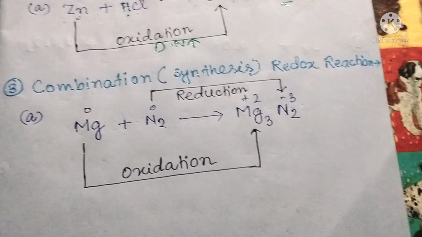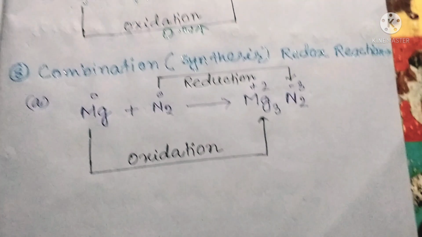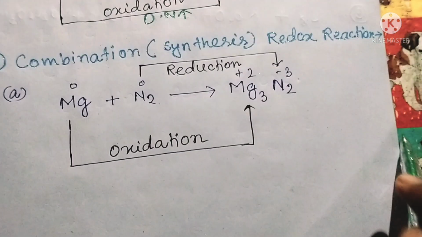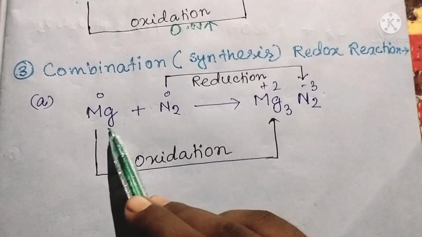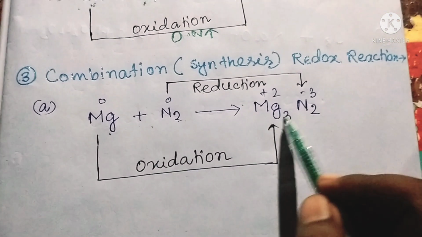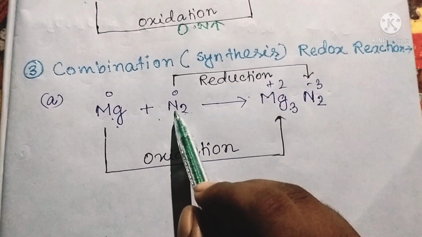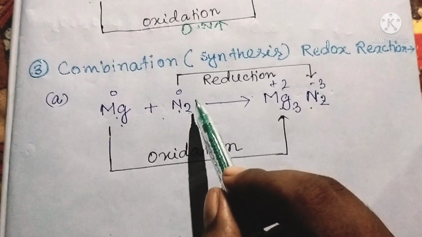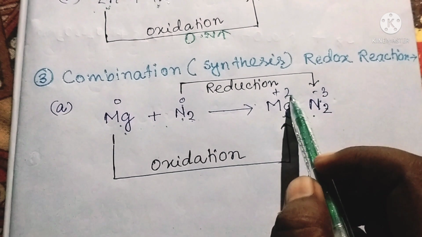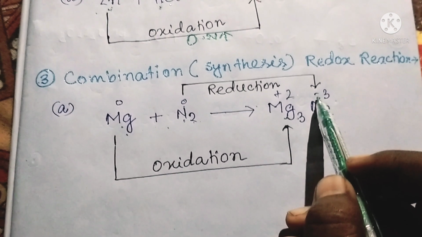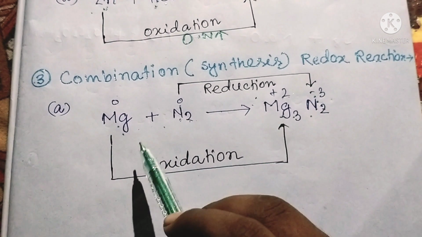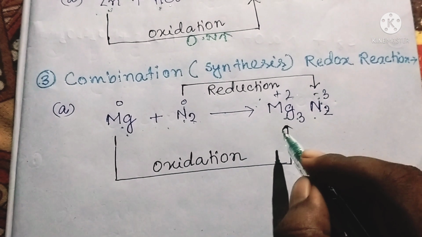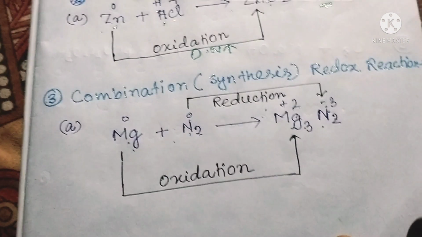Next is combination or synthesis redox reaction. Now let's see the example. Here we take Mg plus N2 turns into Mg3N2. These two are in elemental state, and the oxidation state of Mg is +2 and nitrogen is -3. So from nitrogen 0 to -3, oxidation number decreases, so reduction occurs. And from Mg 0 to +2, oxidation number increases, so oxidation occurs.